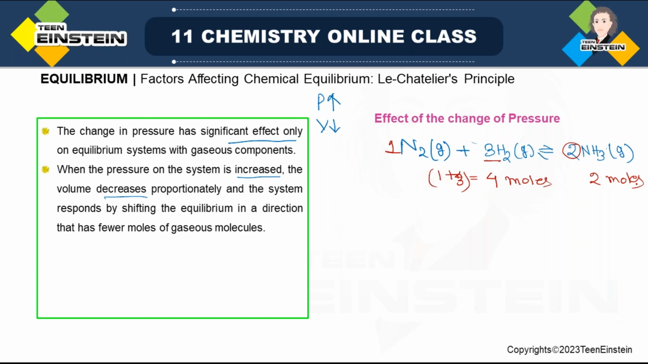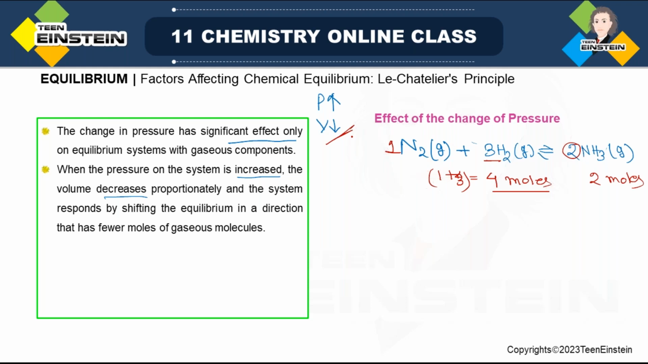So in any reaction where gaseous species are involved, how to know in which side volume is high? Obviously towards that side where number of moles are high, because that is V and n. n is number of moles, these two are directly proportional. So 4 moles in the left hand side, 2 moles in the right hand side. So when you have increased the pressure, volume is decreased. So the system will prefer that direction where number of moles are less, that means where volume is less.